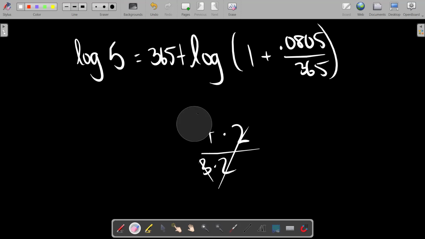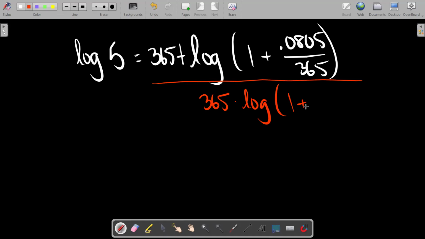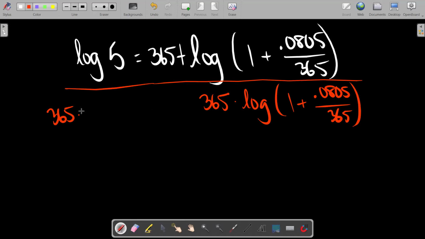We're going to do the same thing on a much more 11th grade level. We're going to divide both sides of this equation by 365 times the log of 1 plus 0.0805 over 365. It's the exact same thing that I taught you back first week I met you in Algebra 1 a couple years ago. You want to solve an equation? C times, do divide. C minus, do plus, right? Which leads me then to this.